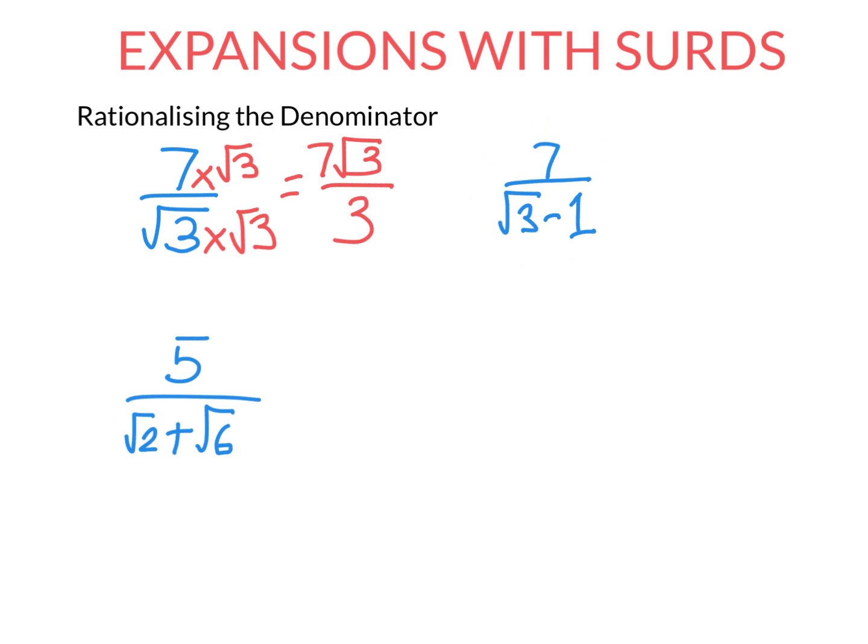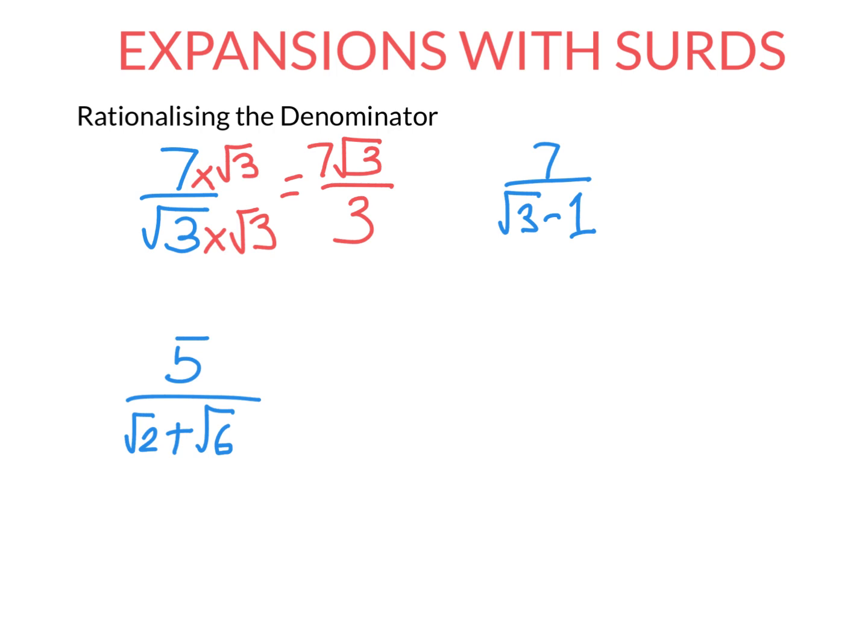Okay, that particular example didn't involve expansions at all, but sometimes you'll get a fraction that's a little more complicated to rationalize its denominator. So we're going to do the same sort of thing here. We want to times top and bottom by something so I don't change the value of the fraction, but I change the denominator to something rational.